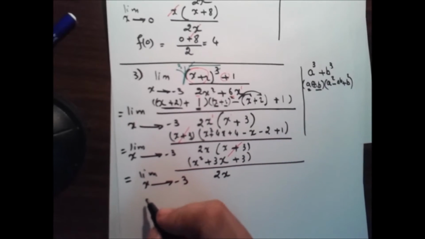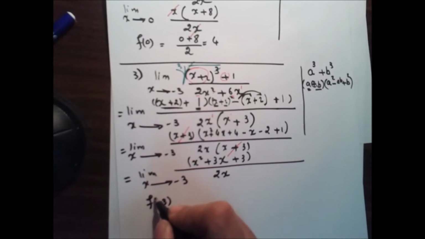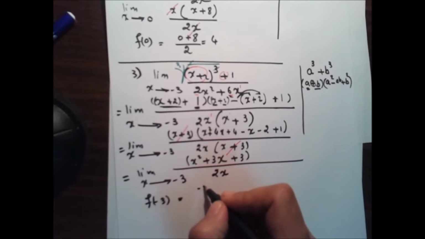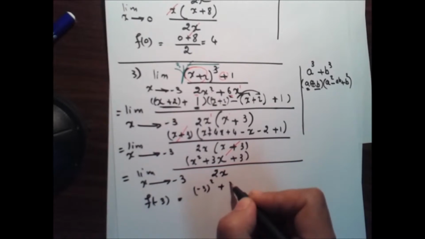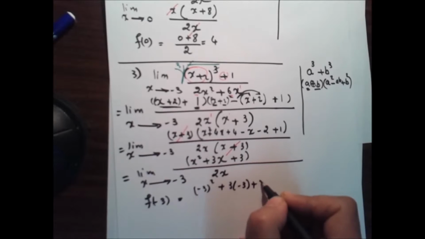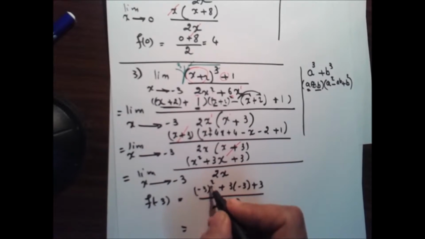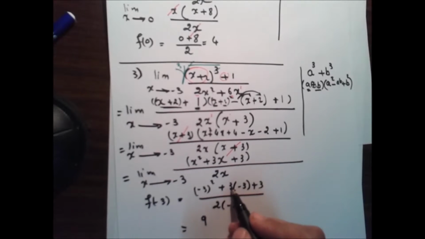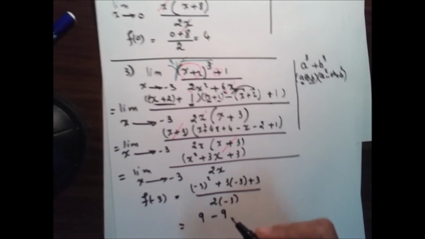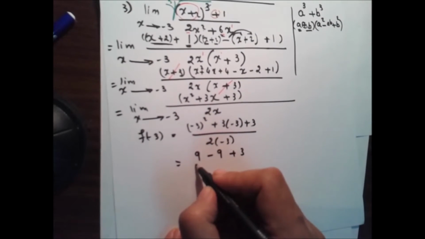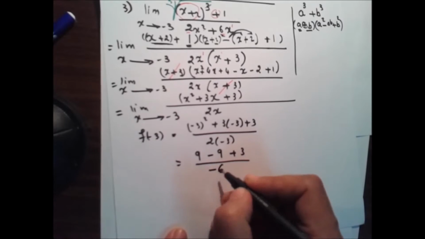It is a direct substitution. So let's try to find f of negative 3. This is equal to negative 3 squared plus 3 times negative 3 plus 3 over 2 times negative 3. Negative 3 squared will be positive 9 because the negative sign is cancelled because of the even power. Then 3 times negative 3 to be negative 9, then plus 3. Finally down we have 2 times negative 3 to be negative 6.